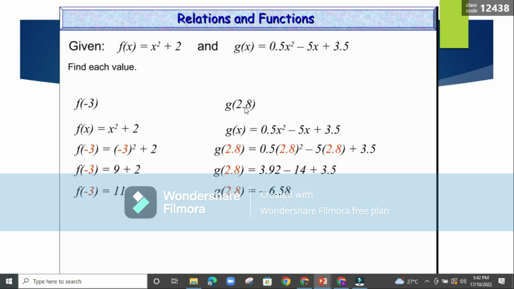Now, how about g of 2.8? Since it's g, the function g is this one. We have g of x is equal to 0.5x squared minus 5x plus 3.5. Then we have here g of 2.8. So we are going to replace x with 2.8. So you have 0.5 times 2.8 quantity squared minus 5 times 2.8 plus 3.5. That gives us 3.92 minus 14 plus 3.5. And you have g of 2.8 is equal to negative 6.58.